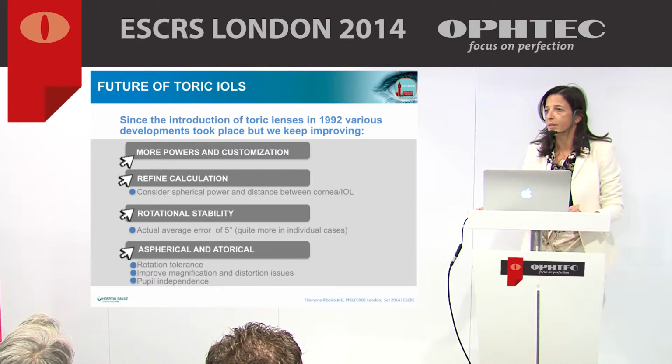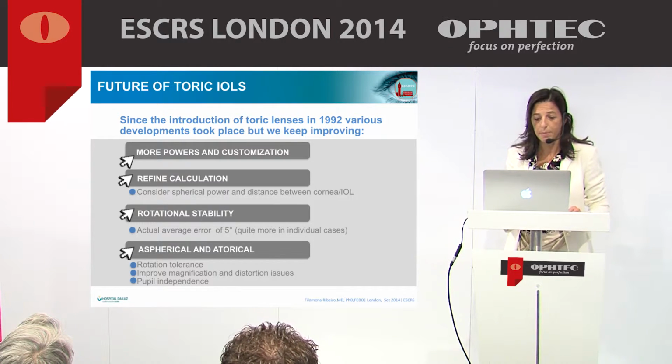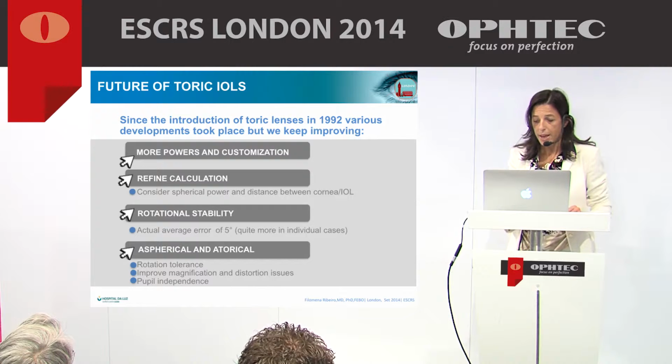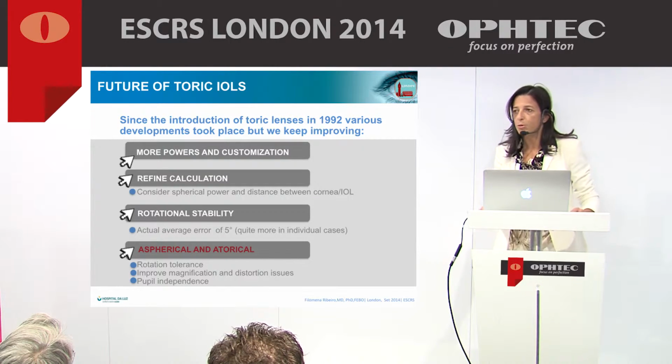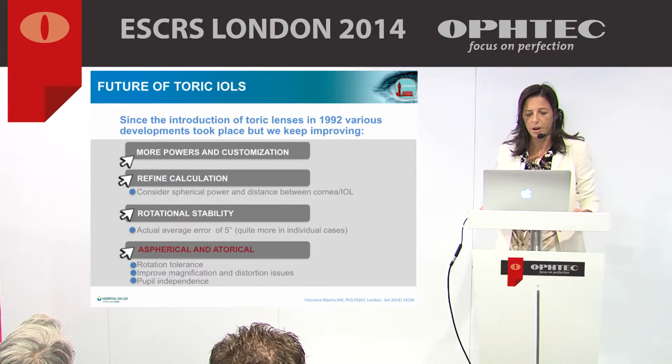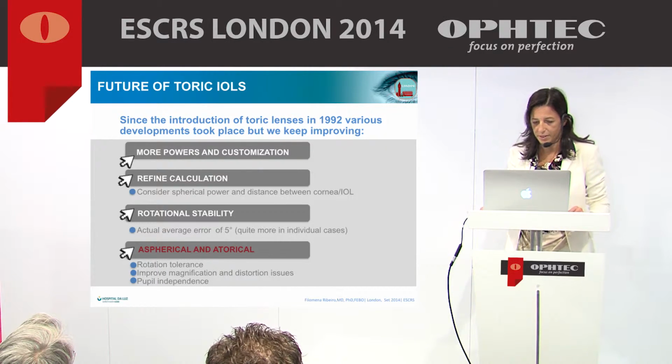Toric IOL is still improving, with more powers and customization, with better cylinder calculation, and with new IOL materials and designs which allow rotational stability. As you know, the introduction of aspheric IOLs was a great evolution in quality of vision. And now the Precision IOL introduces a new concept, the atoricity, or transitional conic toric IOL.